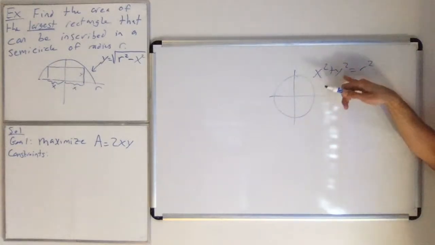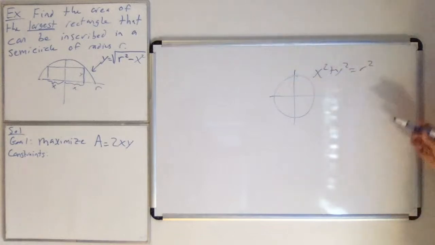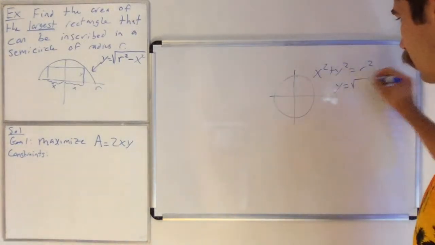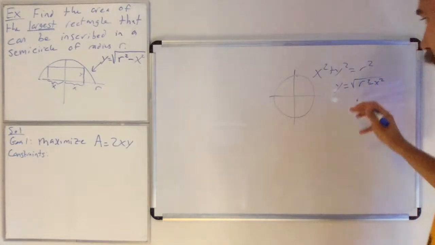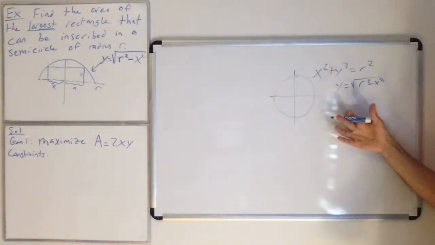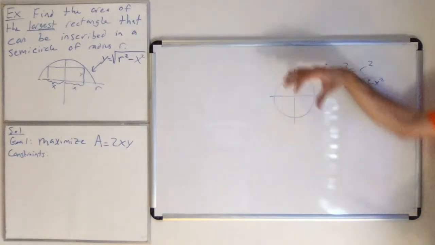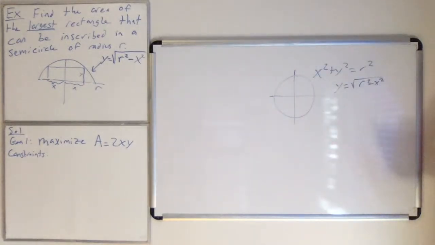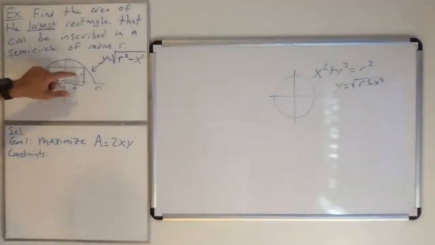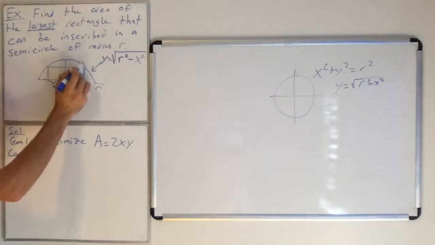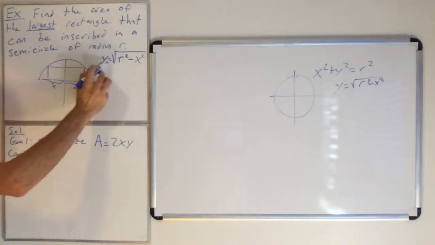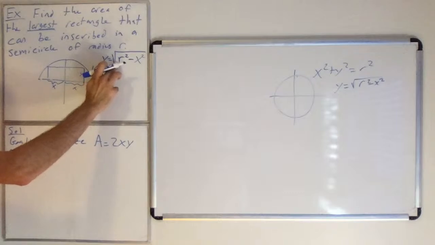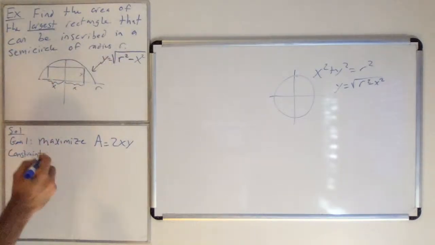So if we wanted just the top half, we solve for y. And so you get y is equal to the square root of r squared minus x squared. To get the whole thing, you'd have a plus or minus. The minus would be the bottom half. The plus is the top half. So we have this constraint that our y value is going to be a point on the curve, depending on our x value.